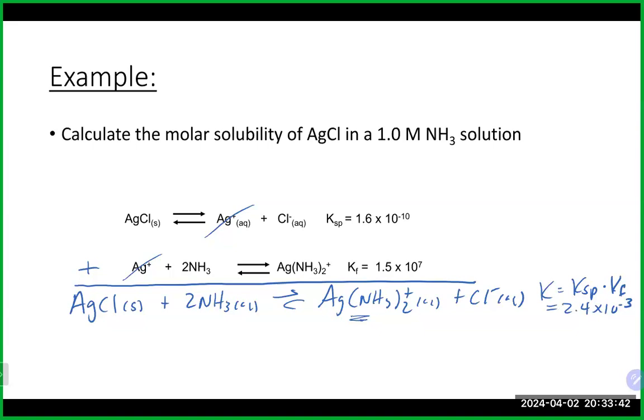All right, so in this case, we're actually looking for the molar solubility of silver chloride in ammonia. So this is actually going to be more of a KSP type of table that we're going to do here to figure out the molar solubility. Also, we got rid of the metal ion floating around there, so we're not going to do a KF type calculation in this case.